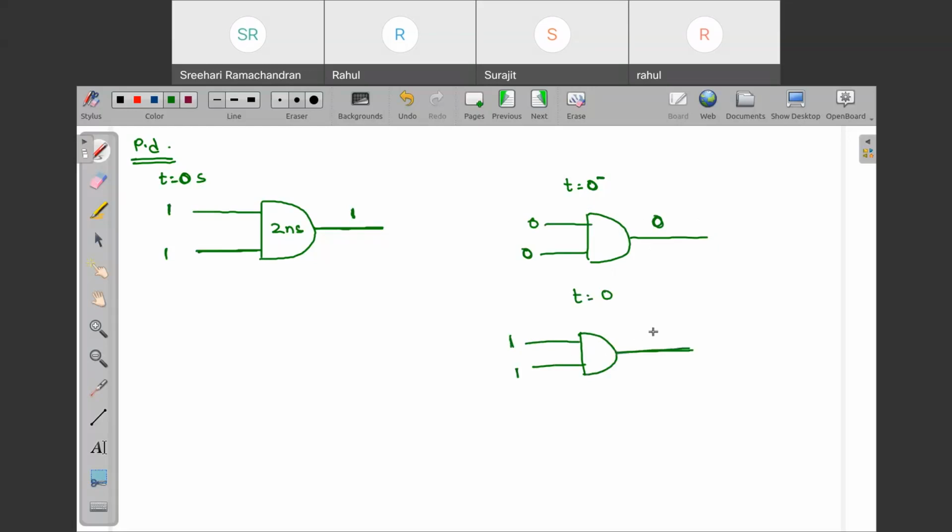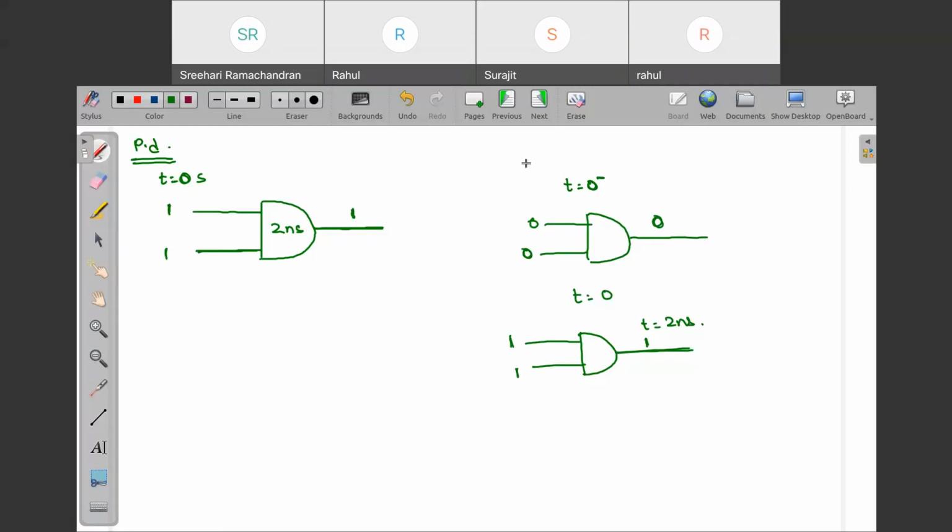So after 2 nanoseconds, my output will be 1. So this is what Surjit you said, that for your output to get stabilized after some time, that is known as what? Propagation delay. This is very correct.